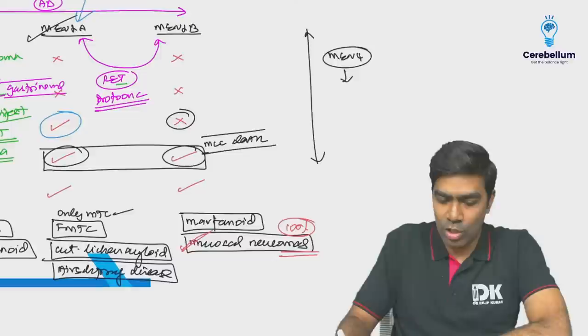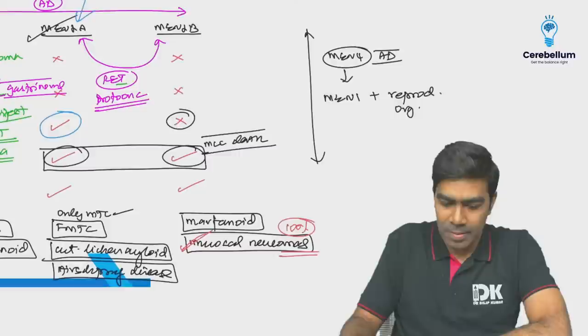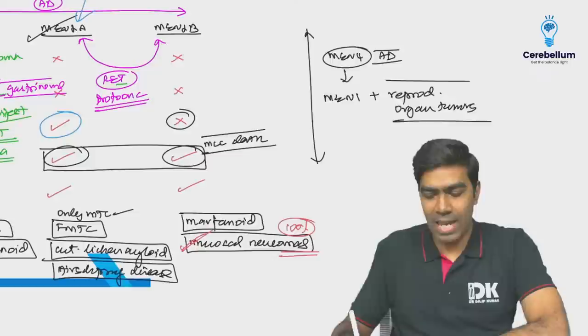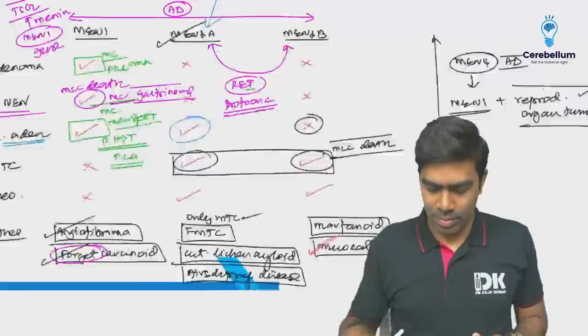It is nothing but MEN 1 plus reproductive organ tumors. Okay, the same MEN 1 features: parathyroid adenoma, pituitary adenoma, and pancreatic neuroendocrine neoplasms. Along with that, if you see reproductive organ tumors, that is MEN 4. That's all. It's a very, very rare syndrome. So this is multiple endocrine neoplasia. Now you have ticked off the MEN syndromes also.